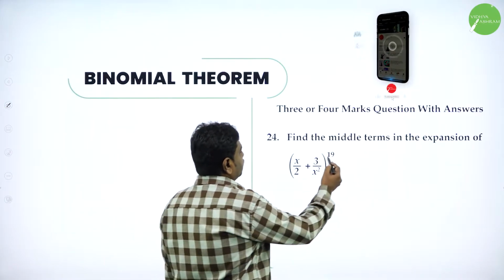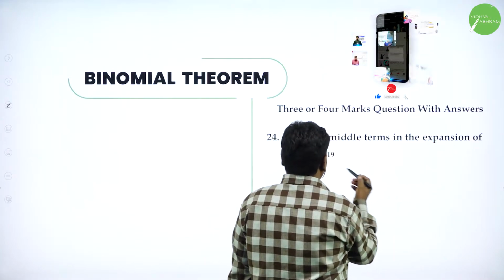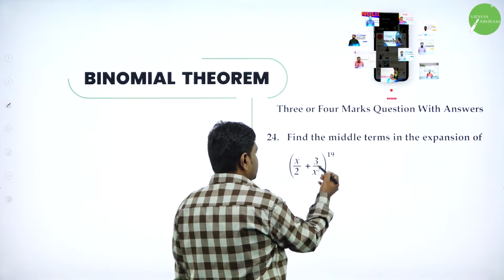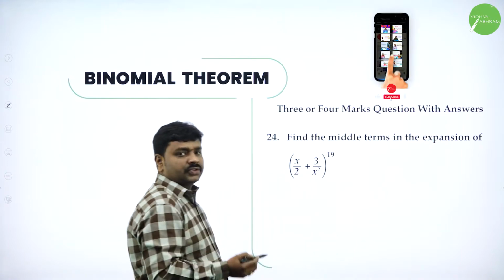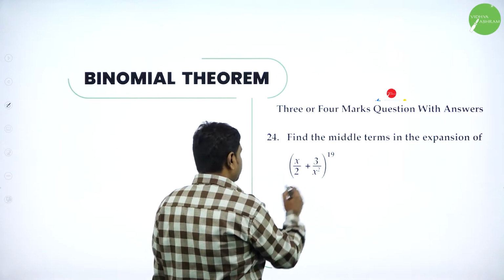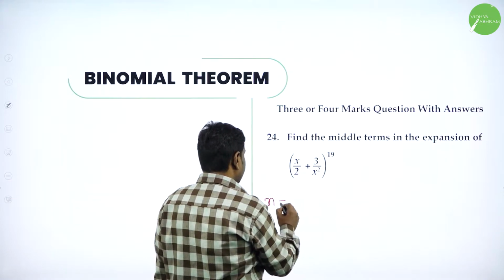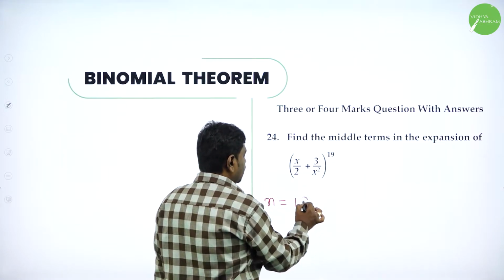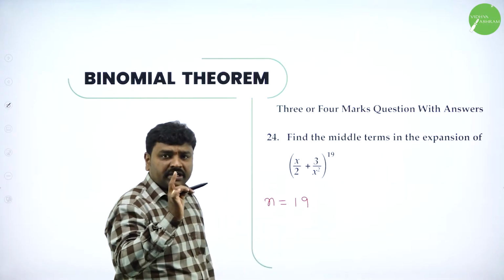So find the middle terms in the expansion of (x by 2 plus 3 by x square) power 19. So now we need to find the middle term. To decide the middle term, first check the n value. What is the n value? 19. All of you know 19 is an odd number.